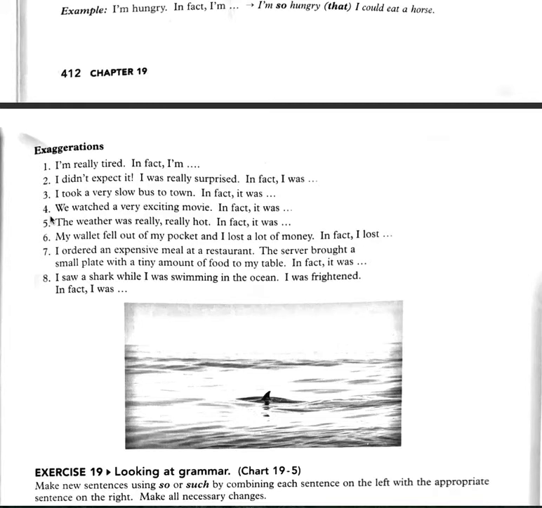Number 4. The weather was really, really hot. In fact, it was so hot that I could cook a steak on the top of my car. Okay? The weather was really, really hot. In fact, it was so hot that I cooked a steak on top of my car.